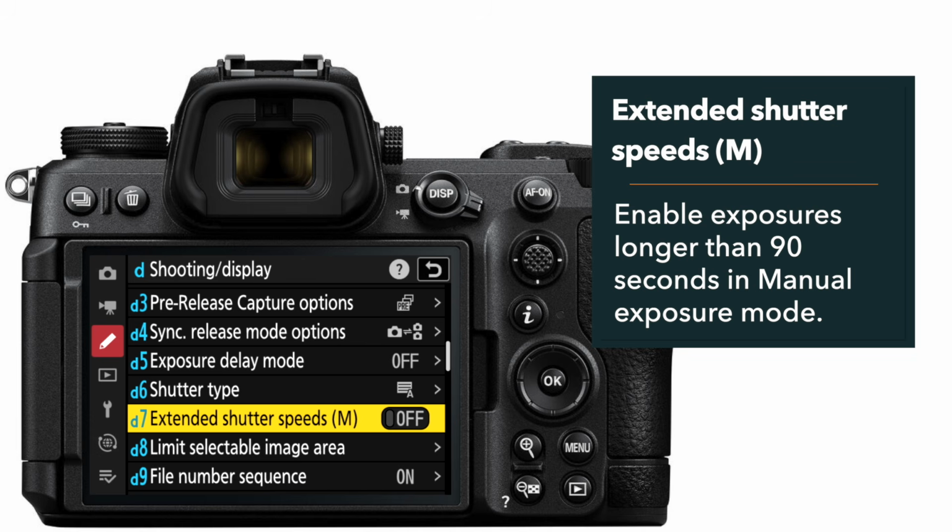Now let's go down to the D group. I think it's a good idea to turn on extended shutter speeds. This is just to enable long exposures in manual exposure mode. If this is off, you're going to be limited to 90-second exposures. And you may want to do some long exposures at night, so this will need to be on.